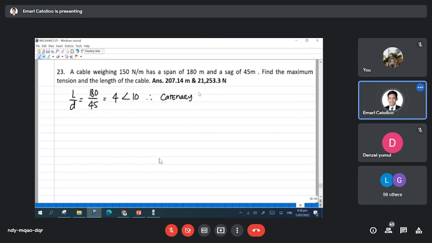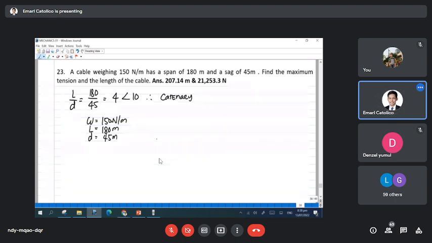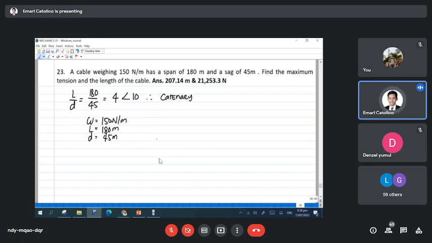Meron tayong omega of 150 Newton per meter. Span natin, 180. Then, meron tayong sag of 45 meters. Okay. So, ang hinanap dito is find the maximum tension.